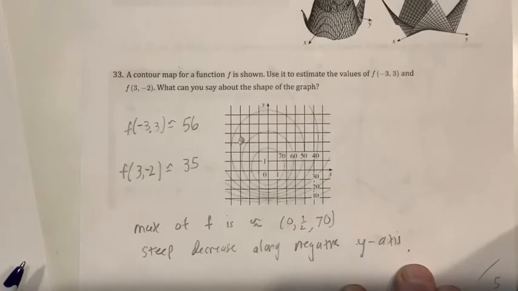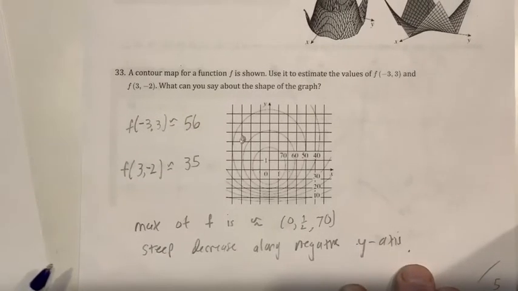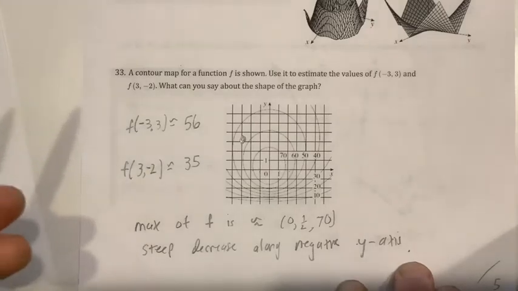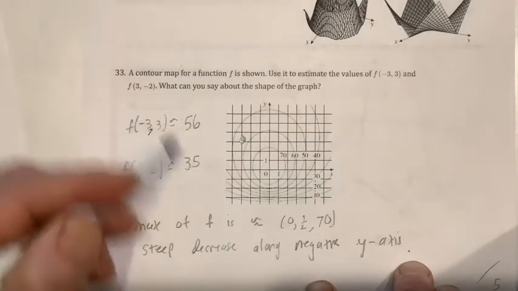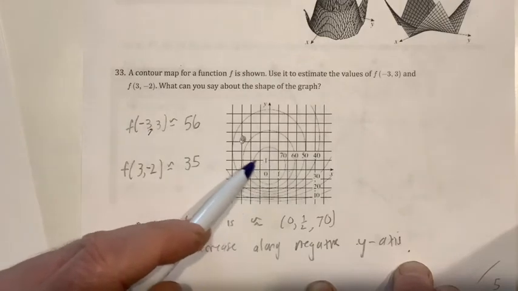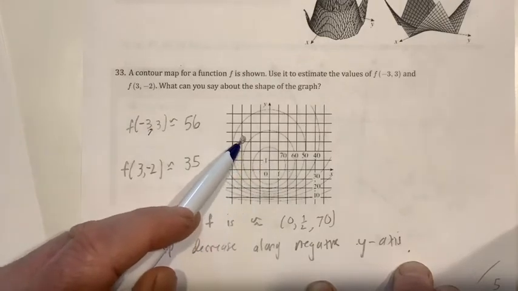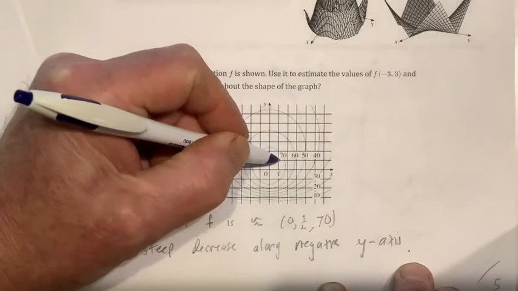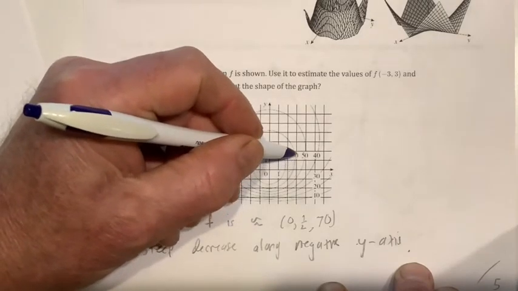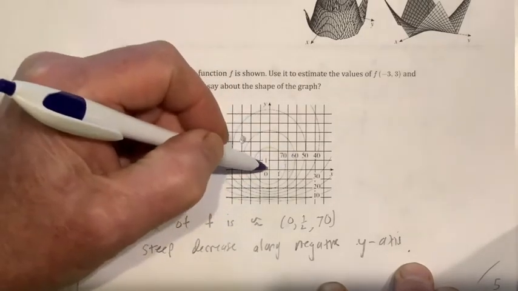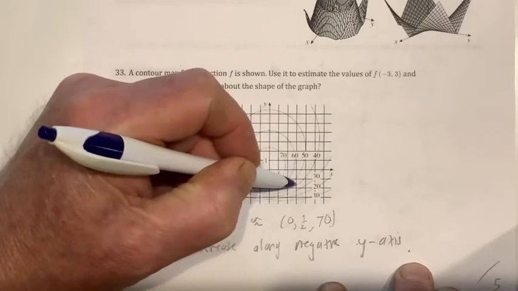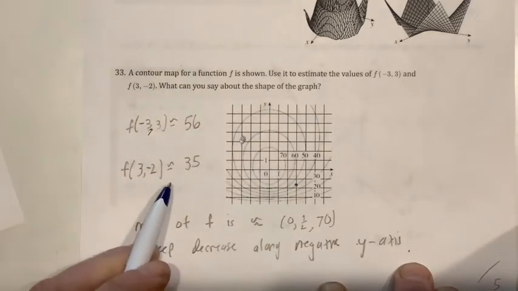This is a contour map we were talking about earlier. They wanted to approximate f of negative 3, comma 3. So if you go negative 3 units to the left and 3 units up, we want to approximate that value. The z coordinate there is about 56, I think. Whereas 3, comma negative 2 would be 1, 2, 3, negative 2. It's right about there. You get about 35.